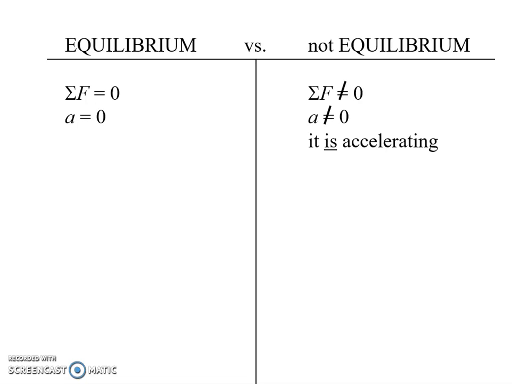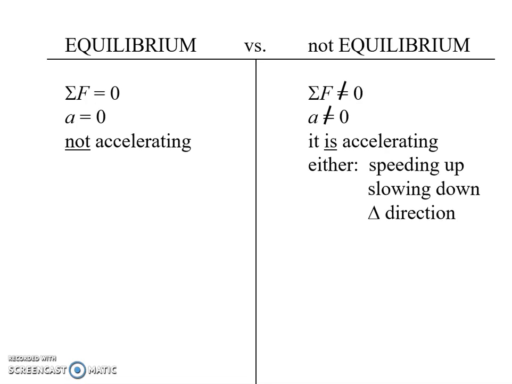So on the equilibrium side, what does that mean? It means it's not accelerating, right? The acceleration equals zero. So on the not equilibrium side, what does it mean if it's accelerating? We know there's three ways to accelerate, right? Just think that through for a second. I'm sure you know what they are. So either it's speeding up, or slowing down, or changing direction, or maybe even a combination of more than one of those things. In other words, something is changing about its velocity. Remember, velocity is motion, acceleration is how quickly motion changes.